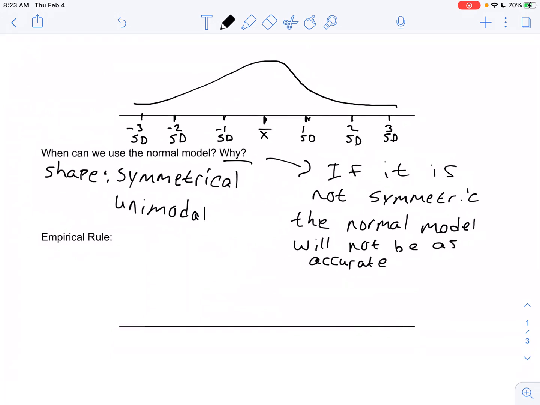Okay, so that's a little bit about the normal model. When do we use it? We use it when the shape is symmetrical and unimodal. And why? Because if it's not symmetrical, the normal model will not be as accurate, and we want the normal model to be accurate.